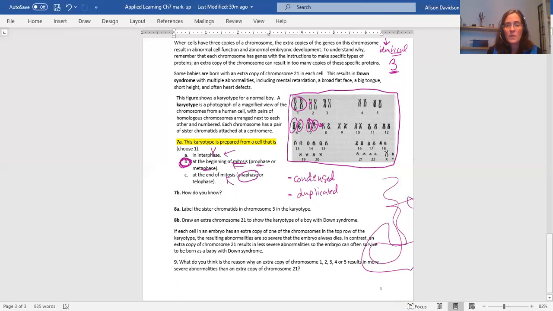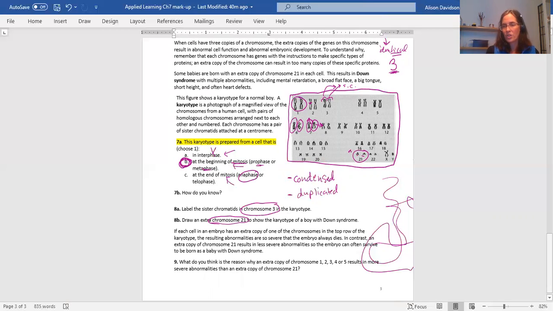We want you to label the sister chromatids in chromosome 3. And so here's chromosome 3. These two here are sister chromatids. And you could also label these ones here as being sister chromatids. And then finally, we want you to draw in that extra chromosome 21 to show if this was an individual with Down syndrome. So here's chromosome 21. We have 2 copies of it. All we need to do is just draw in a little third one there.